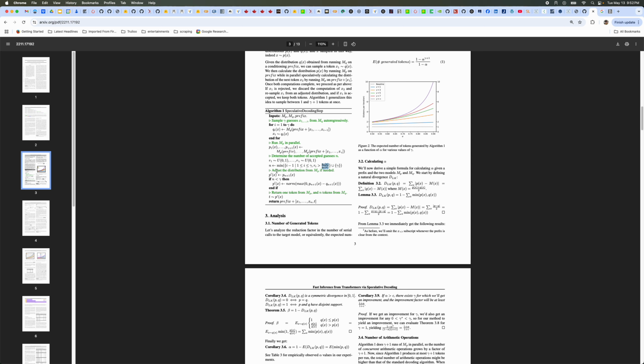As soon as we reject a token, we are not done yet. We come to this last part, meaning that let's say we have only accepted 3 tokens while we had, let's say, lambda guesses from the draft model, say 5, but we only accepted 3 tokens. We have one more bonus token.